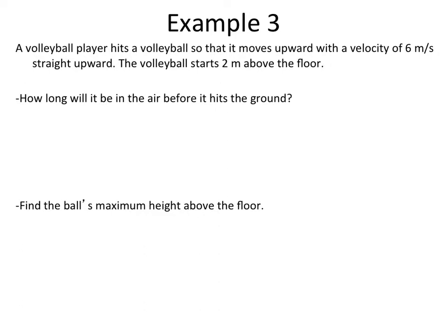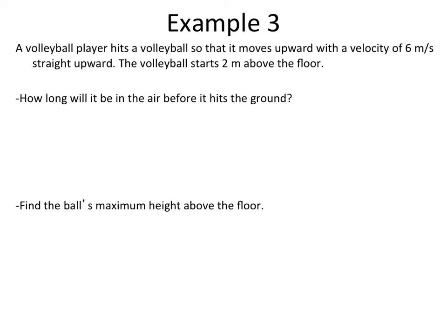Okay, so here's example 3 in thrown objects that are in free fall. Remember, any object under the influence of gravity is in free fall, whether it's simply dropped or whether it's thrown. So this isn't technically thrown, but it's hit upwards. Somebody hits a volleyball and it's given an upward velocity right here.